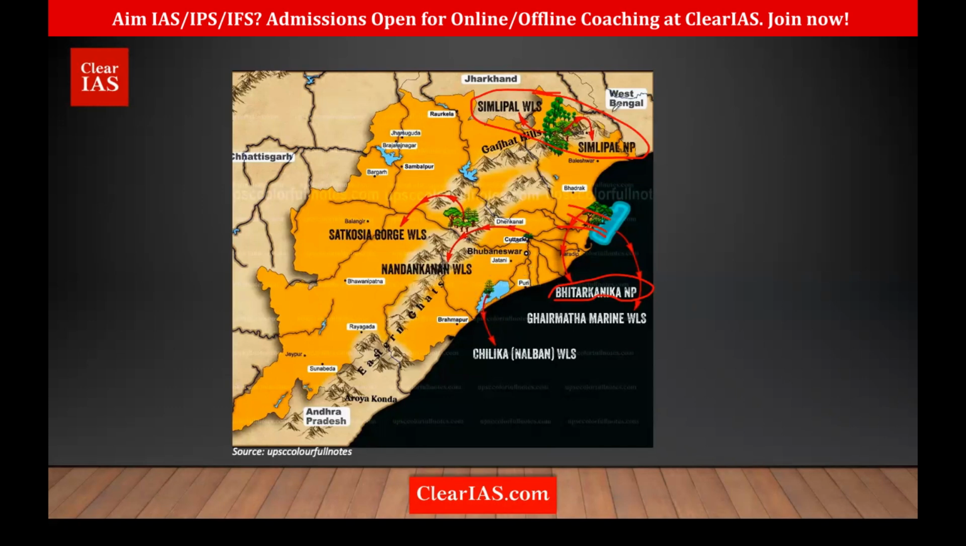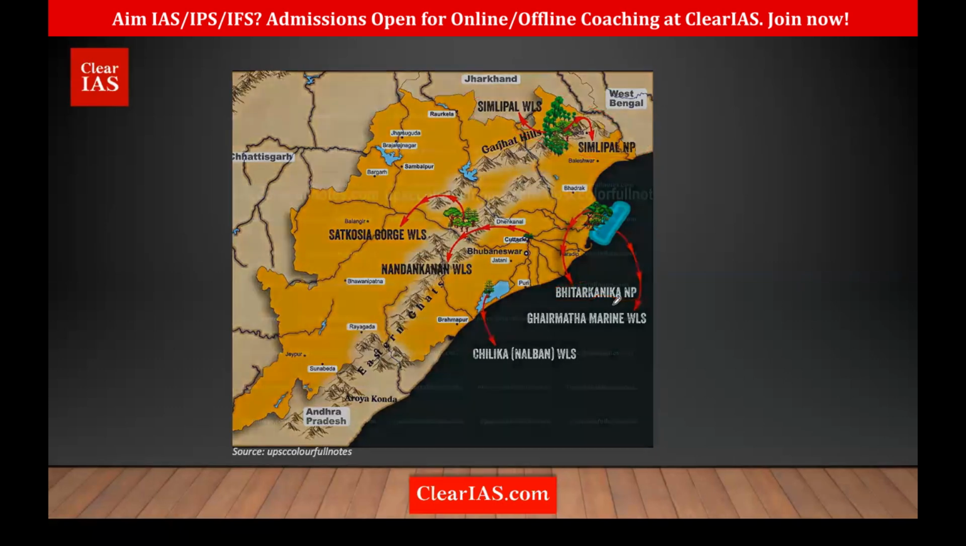Remember, Simlipal is in the north, towards the Jharkhand region. And we have Bidar-Kanika at the mouth of Dhamra, Baidarini and Brahmani. Clear? So those are 2 important protected area networks in Odisha.